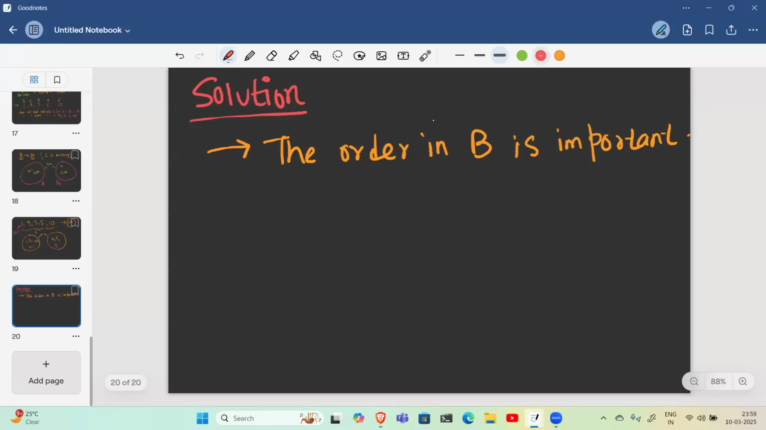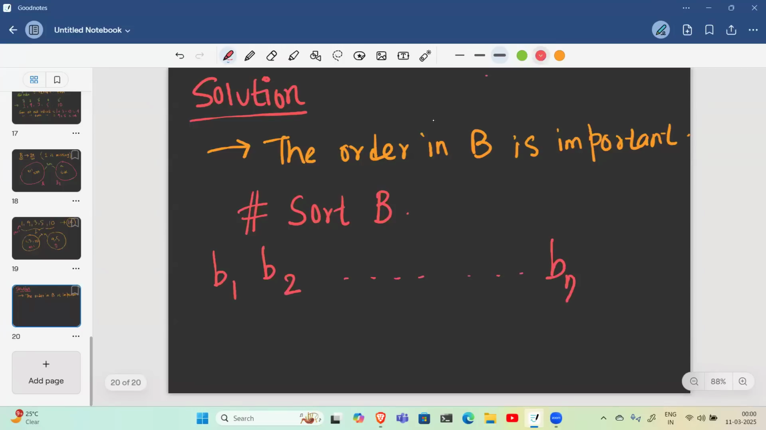So let me sort it. Okay, so let me sort A. Sorry, A is not present. So let me sort B. B is an array of 2n integers. Let me sort them. And finally, suppose the integers which I have got are B1, B2, and then B2n.